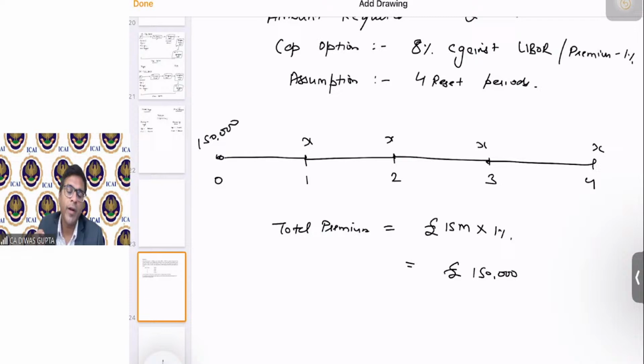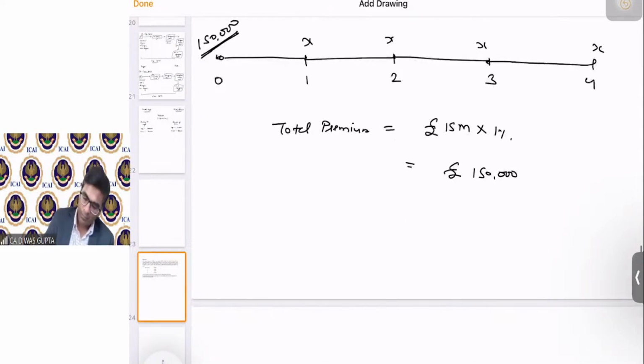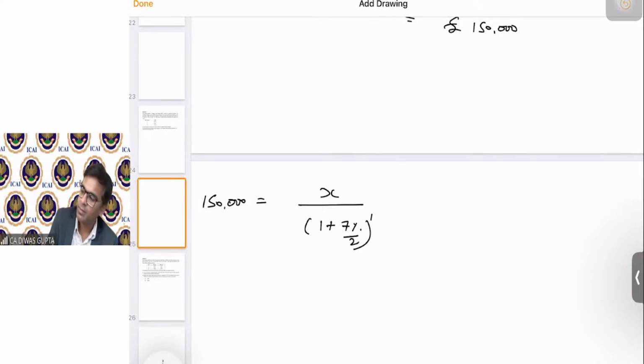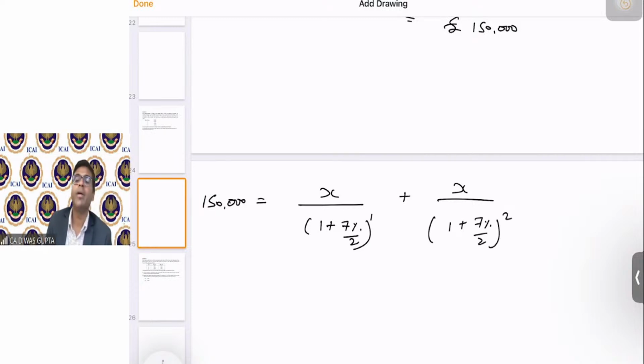Reason being, for comparing at each and every reset period and to calculate the effective amount paid or given, we will have to compute this 1,50,000 broken into four different numbers. Can we do that? Yes, we can do that. Just look here, students. It's a very simple calculation. 1,50,000 will be equal to X divided by 1 plus 7% is the rate of interest, right? Raised to the power 1. Plus, for the second reset period, which is 1 year from now, it will be X divided by 1 plus 7% divided by 2 raised to the power 2. Correct?